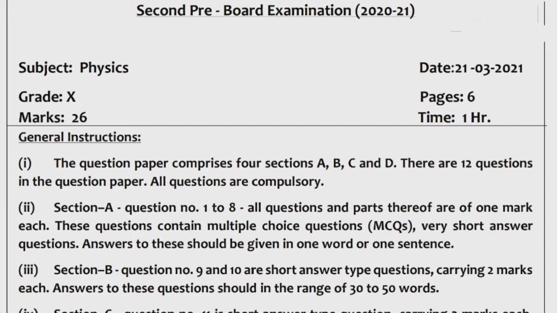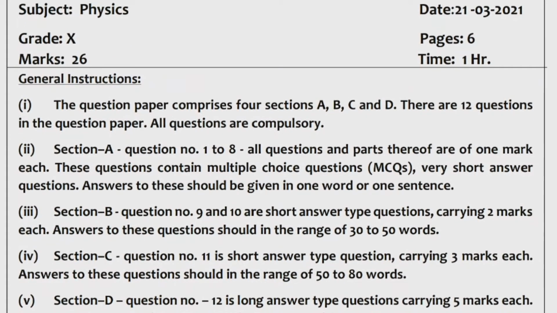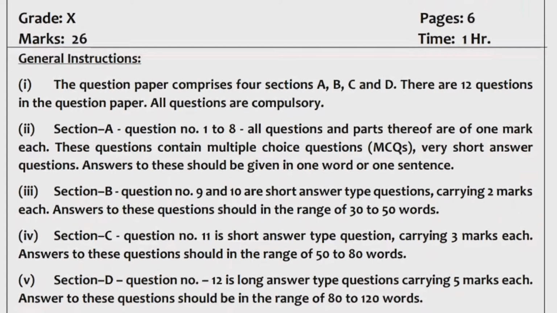Section B. Question number 9 and 10 are short answer type questions, carrying 2 marks each. Answers to these questions should be in the range of 30 to 50 words. Section C. Question number 11 is a short answer type question, carrying 3 marks each. Answers to these questions should be in the range of 50 to 80 words. Section D. Question number 12 is a long answer type question, carrying 5 marks each. Answers to these questions should be in the range of 80 to 120 words.